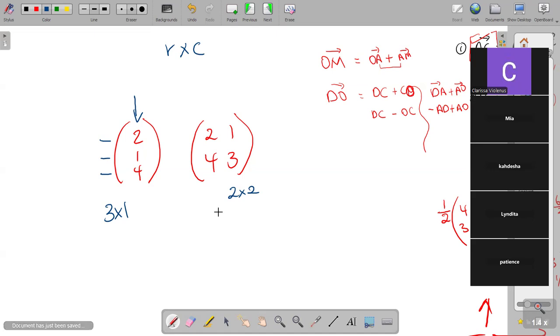So do not just focus on being able to calculate. Make sure you understand why you're calculating, how you're calculating, when you should and when you shouldn't. All right, so that's addition.